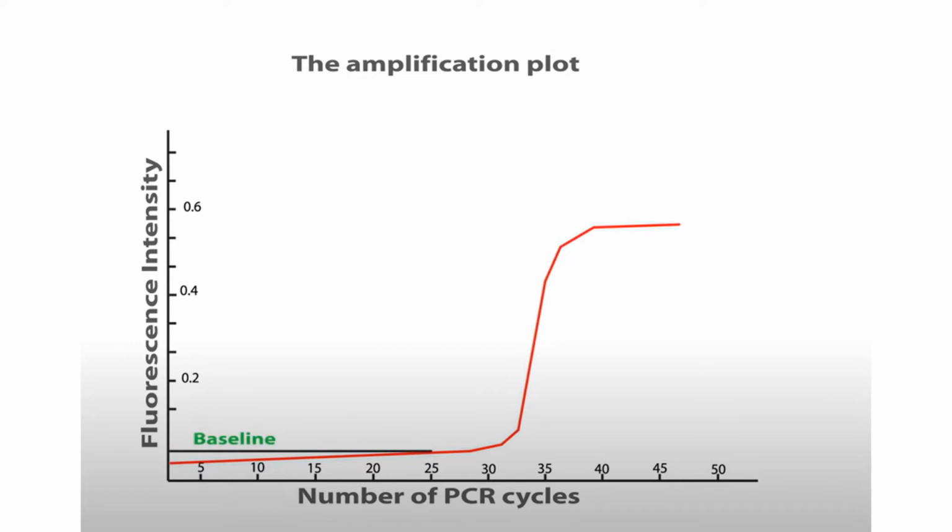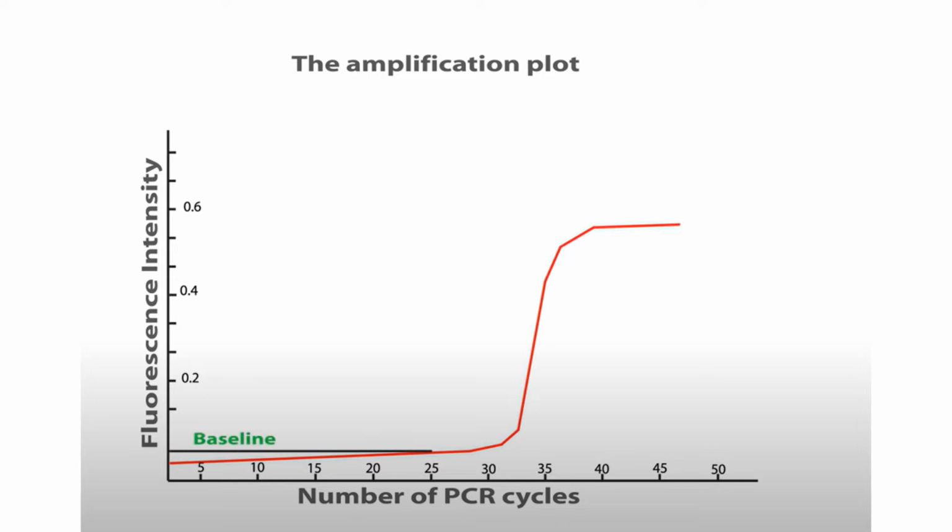The next part of this amplification plot is the baseline. The baseline is the initial cycles of PCR during which there is little change in fluorescence signal. You can see many lines running together, at about the same level. That is the baseline.